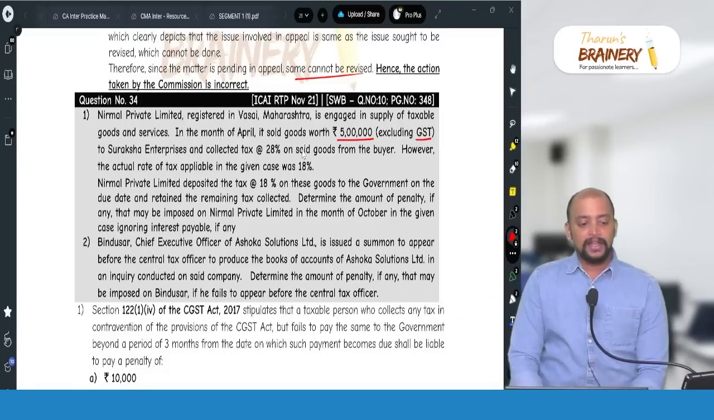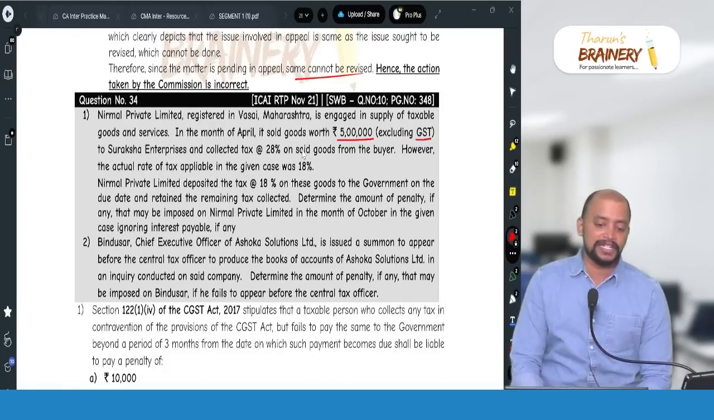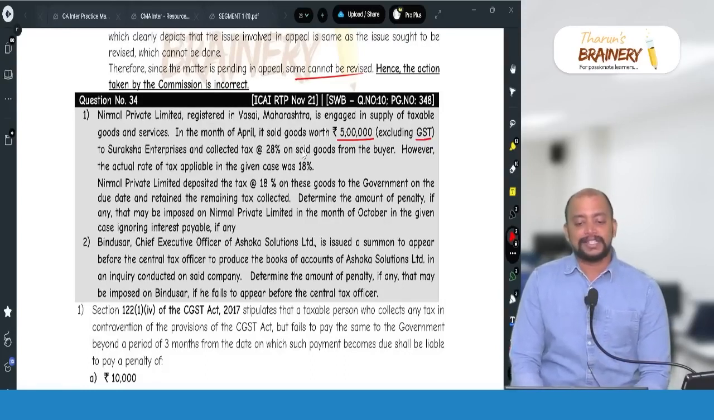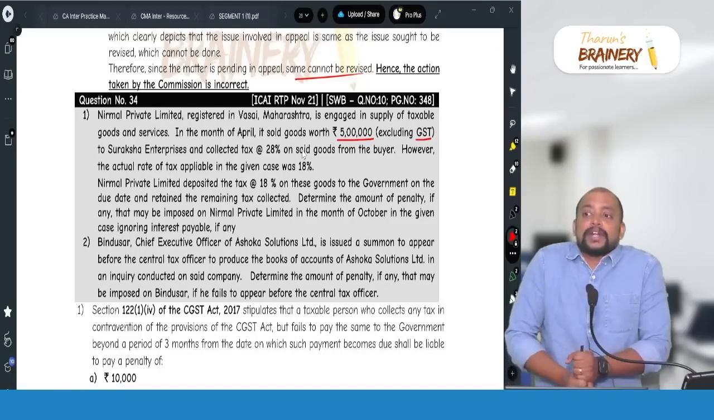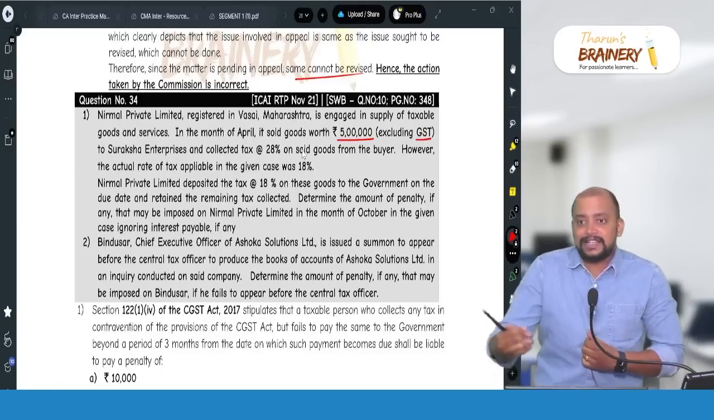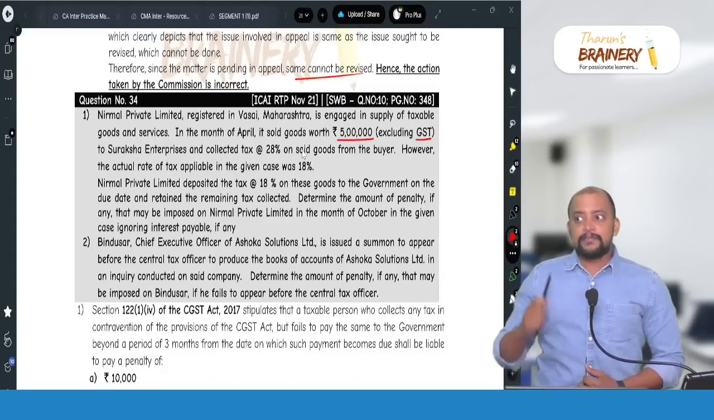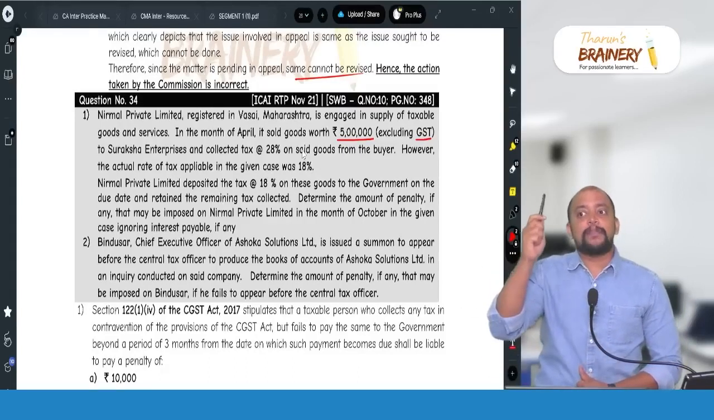That's why. Bindu sir, chief executive officer of Ashoka Solutions Limited, is issued a summon to appear before the central tax officer to produce the books of accounts of Ashoka Solutions Limited in an inquiry conducted on the said company. Determine the amount of penalty, if any, that may be imposed on Bindu sir if he fails to appear before the central tax officer. Penalty under section 122 subsection 3. Summons is issued, but he did not appear.